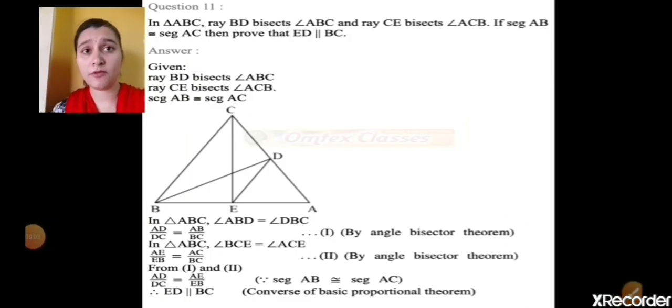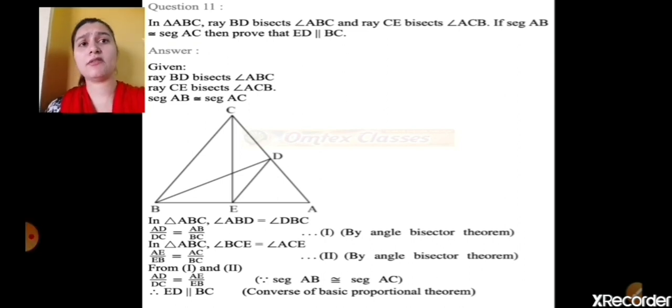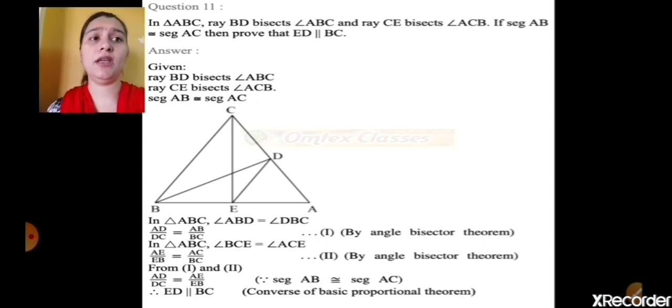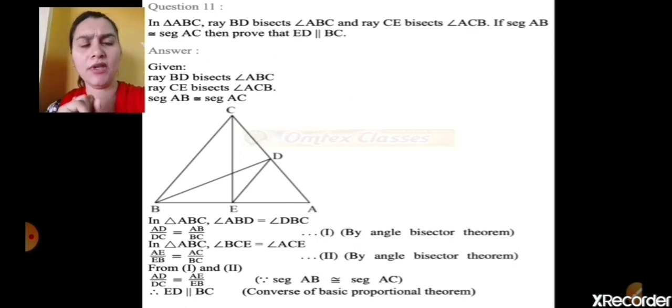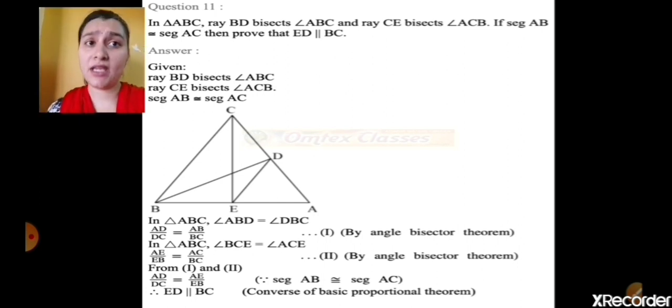Question number 11 of your textbook, that is practice set 1.2. So when I'm talking about this triangle is little different. This sum is little different from the other questions. Triangle ABC is given where BD, you can see BD. Yes, BD bisect angle ABC and ray CE bisect angle ACB. If segment AB, you can see AB is congruent to segment AC, then prove that two lines are parallel.